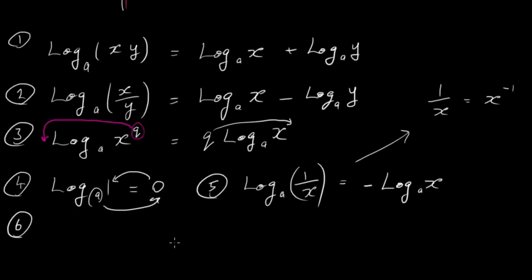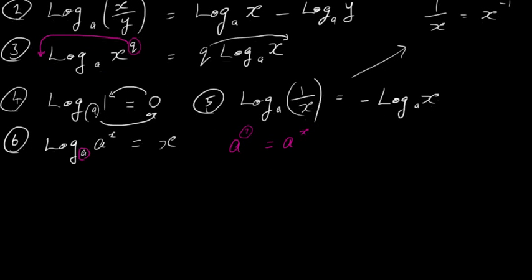So number 6 then is log of a to the power of x to the base a. That's just going to be x. Because if you think about it, what do you have to raise that a to the power of to give you a to the power of x? Well, it has to be x. You have to put an x in here to give you a to the power of x. Okay, so that's number 6.